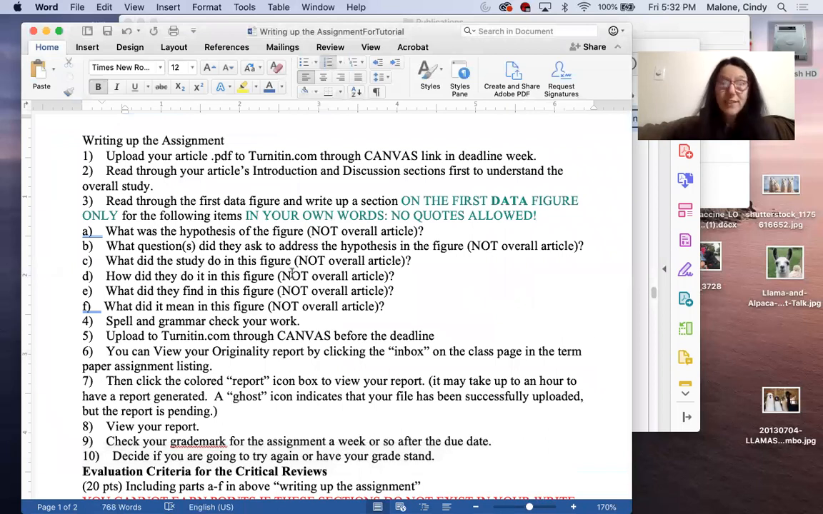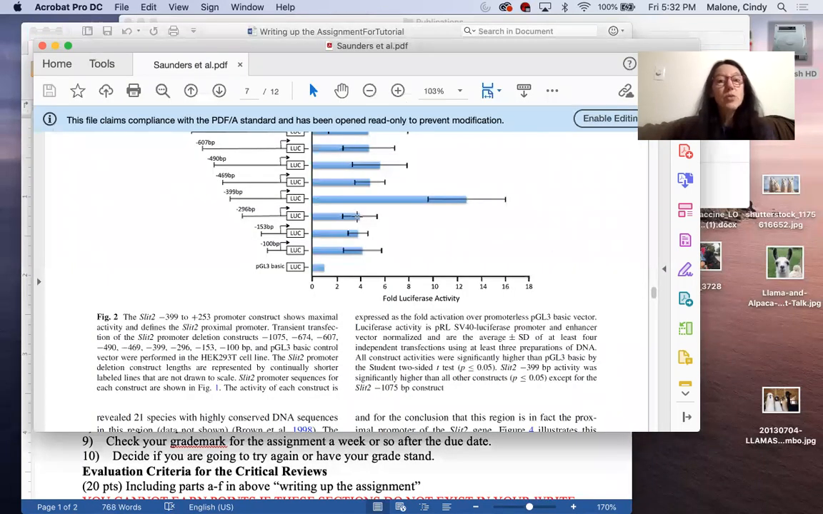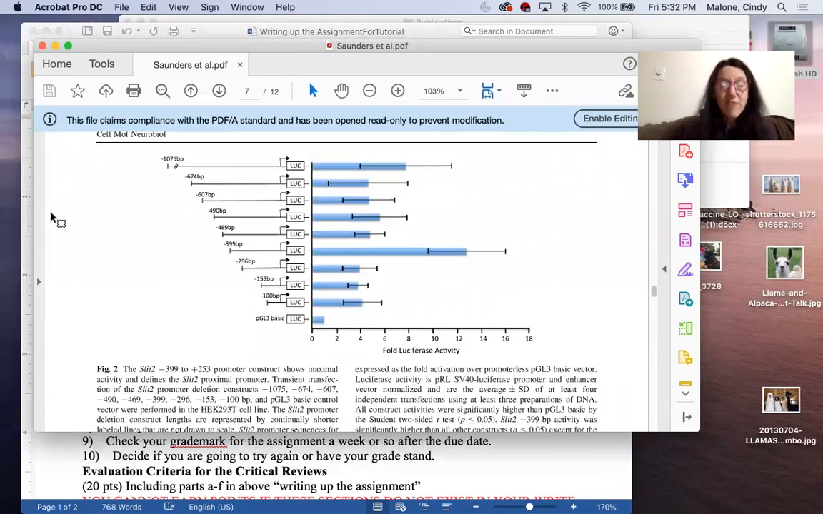Then what did they find? So that's where you go lane by lane. They found when they transfected the 1,075 base pair piece, they got about an average of 7-fold luciferase activity over basic. When they put in 674, they found 4 1/4. When they put in this, blah, blah, blah, blah. And that should be spelled out in the results section.